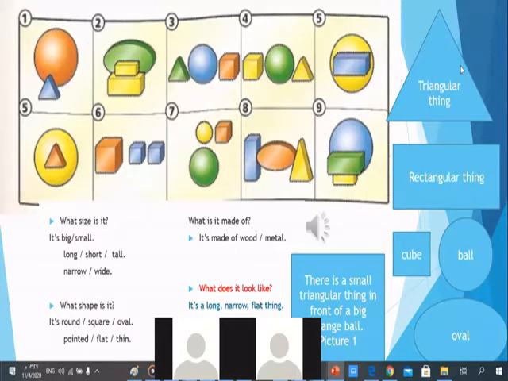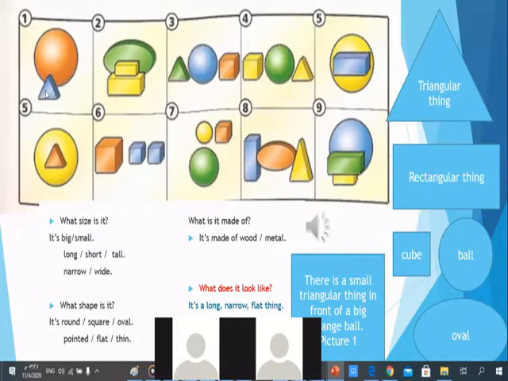So some other words to help you with this exercise. If I want to describe this thing, because it's a solid object, not just a flat shape, you can just say it's a rectangular thing. This is a ball.